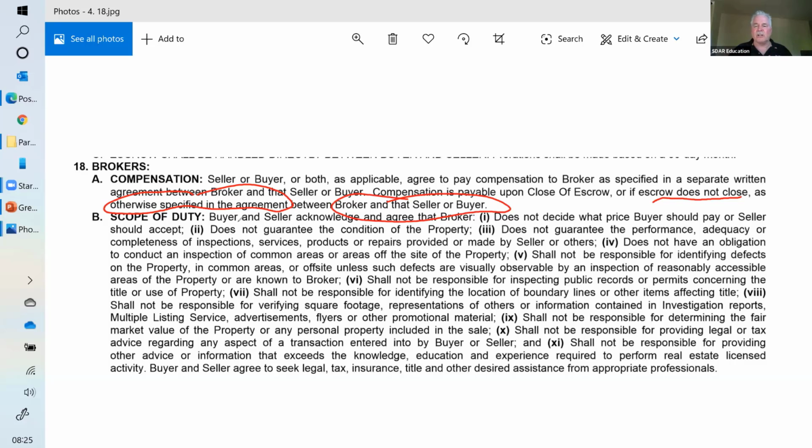If the transaction doesn't close, by whose fault was it? If it was the seller's fault, again, I'm on my BRE. If it's the seller's fault and the buyer recovers from the seller, then that agreement says that the buyer's agent shall get a piece of the action from what the buyer recovers. If it's the buyer's fault, then the buyer owes the agent a piece of the compensation that they would have otherwise received. That's why we have this language that says if it doesn't close, then we're going to handle it based on those other written agreements. Now, of course, if you don't have a written agreement, then no duty to pay the commission.